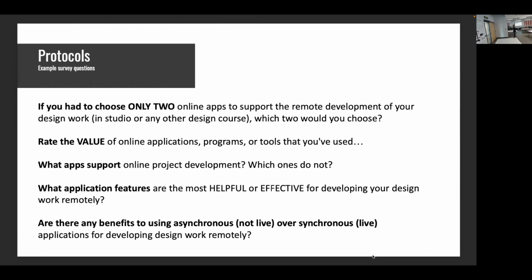Like, what am I asking? These are just some sample, kind of paraphrased questions. Like, hey, you had to choose two applications to support your remote development of design work. What would you choose? How about this? Rate the value of these programs. So I basically had this whole thing.